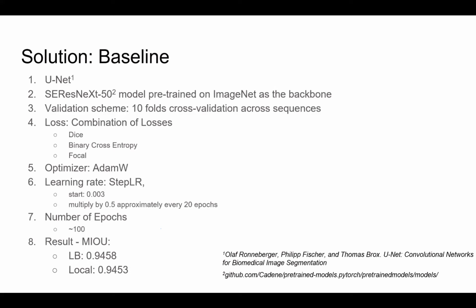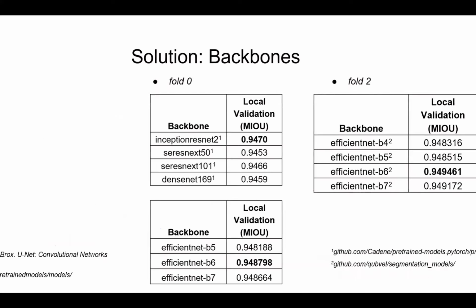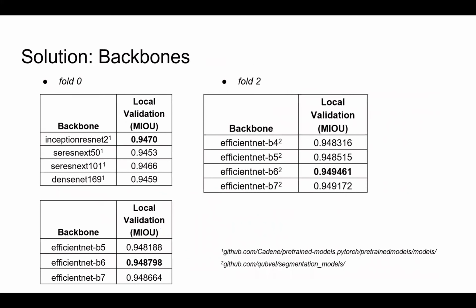At the end of the day, our local score was equal to 0.9453, and the leaderboard gave us 0.9458. So our baseline is ready, and the local validation correlates with the leaderboard. After, we started playing around with the different backbones. As you can see from the tables, the EfficientNet family was the highest scoring backbones. By the way, fold 1 was the worst, so we jumped to fold 2.